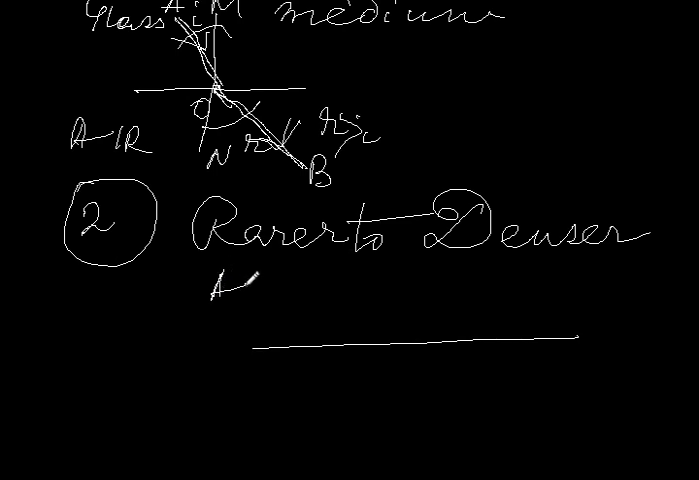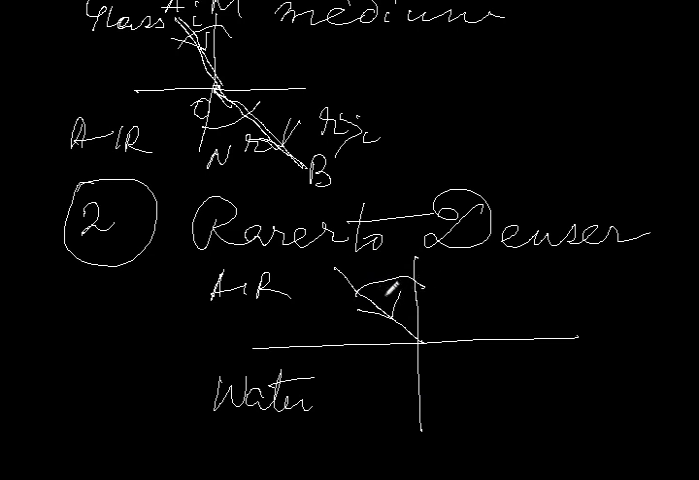This is air, a rarer medium, and this is a denser medium, water. A ray of light is incident on the surface of water, with angle of incidence I. The ray will bend towards the normal. That is, the angle of refraction R will be less than I.